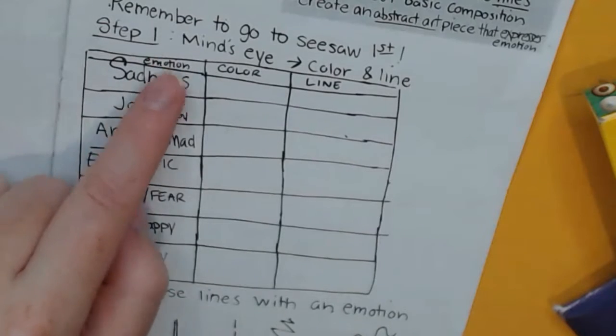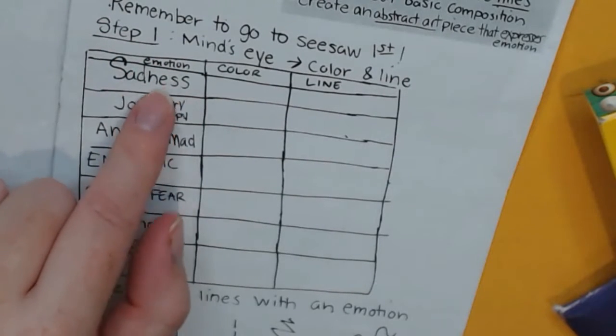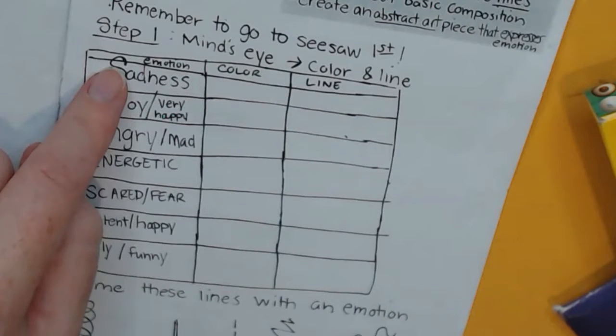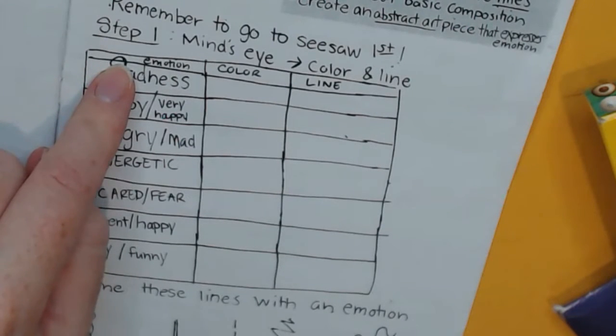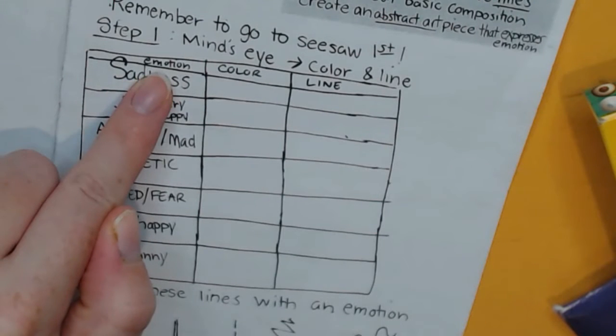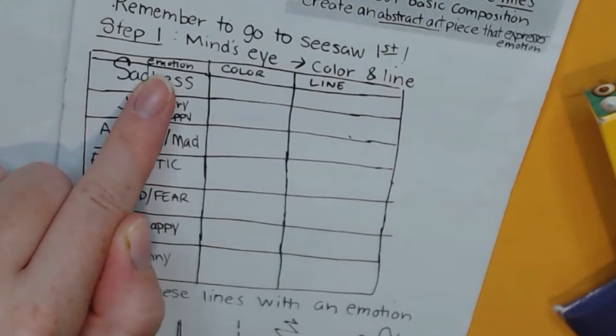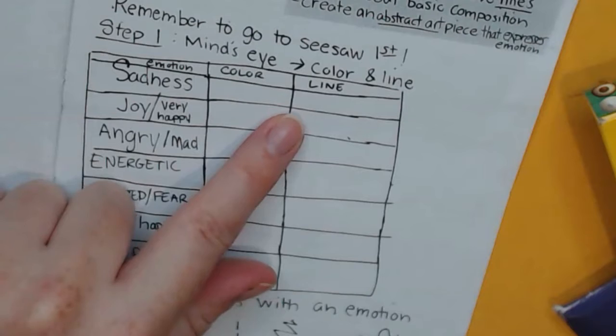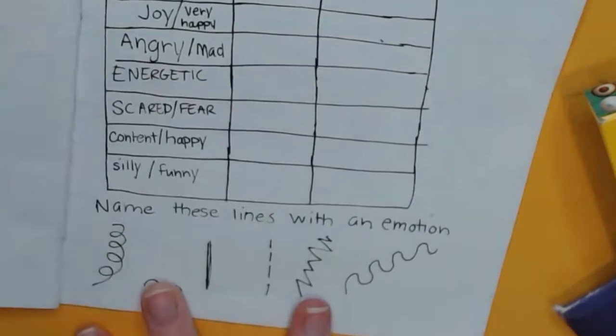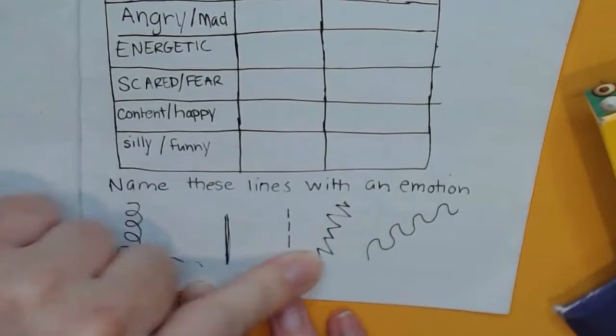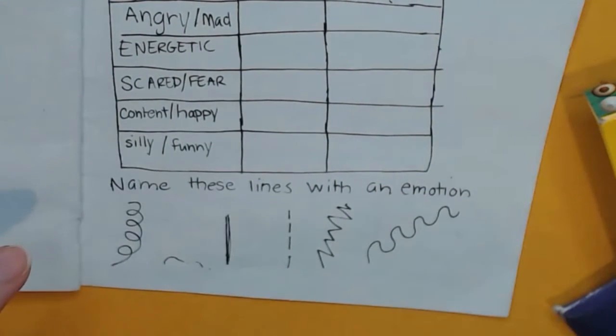Okay, so our first emotion that we're thinking about is sadness. So I want you to close your eyes and think about sadness. What do we think of as sad? What are some colors or things that we think of when we close our eyes and we're picturing a color? Kind of hard sometimes to think about. Do you have a good color in mind? How about a line? Do you have a good line in mind? To give you some ideas about lines, here are some lines that are very expressive. Which line to you would look like sadness?